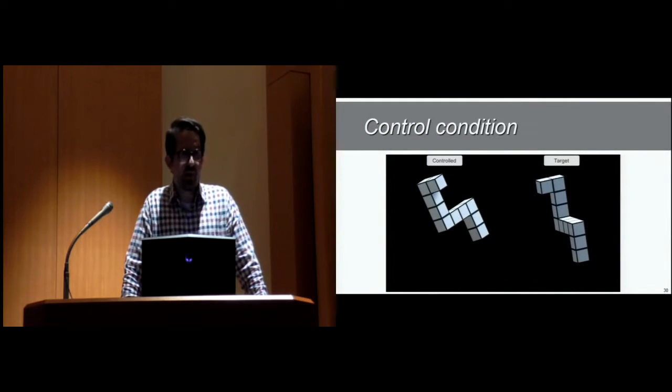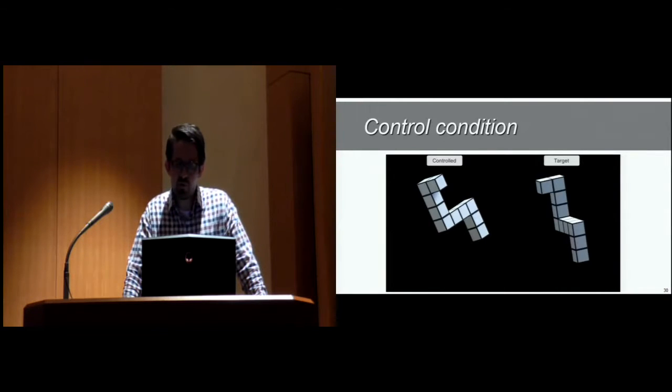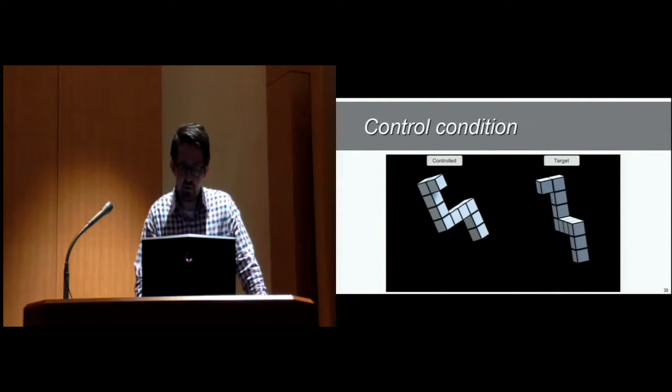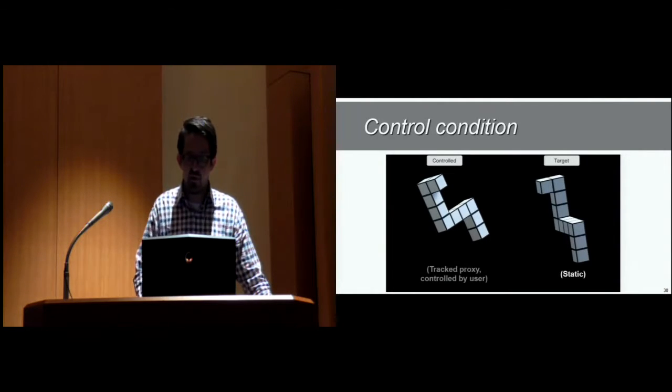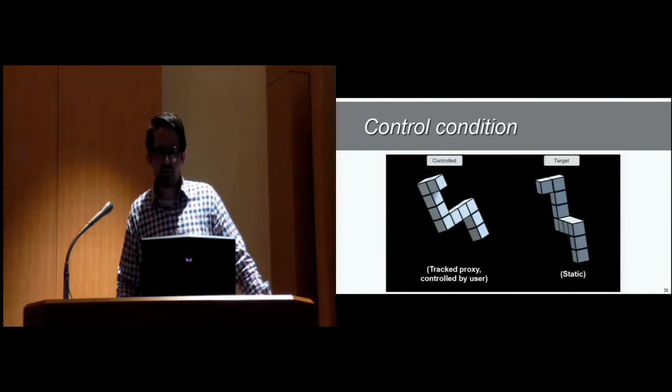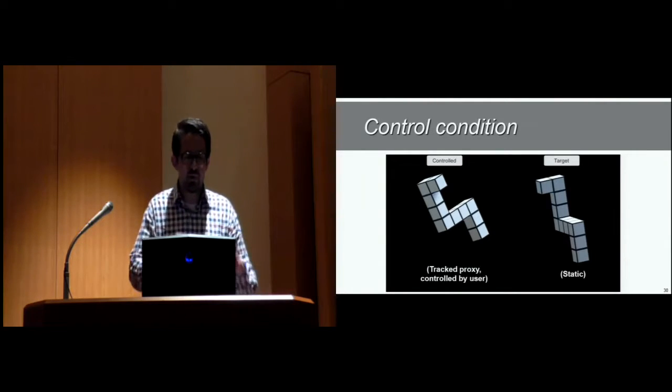I mentioned that we had a control condition. So our control condition had a static target on the right, and we tracked the proxy that was controlled by a user on the left. This is analogous to seeing the final pose on a paper manual and trying to figure out how to rotate it mentally and executing the rotation.